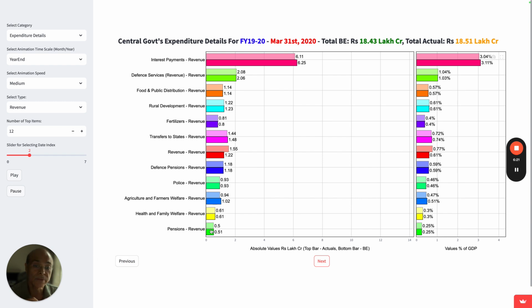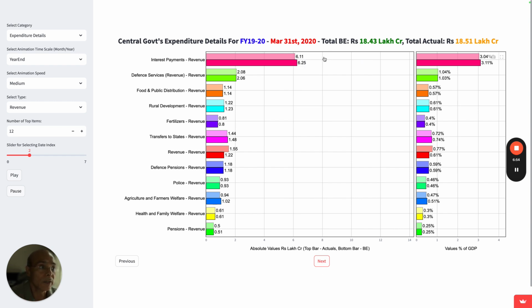Now, what about the pension? The central government pension was 0.24, right? So let's go to previous, 0.24. Now it is 0.25. So it has increased slightly by a very small number of basis points. And as far as the defense pension is concerned, if you go one step backward, it has increased from 0.54 to 0.59% of the GDP. So this is the situation.